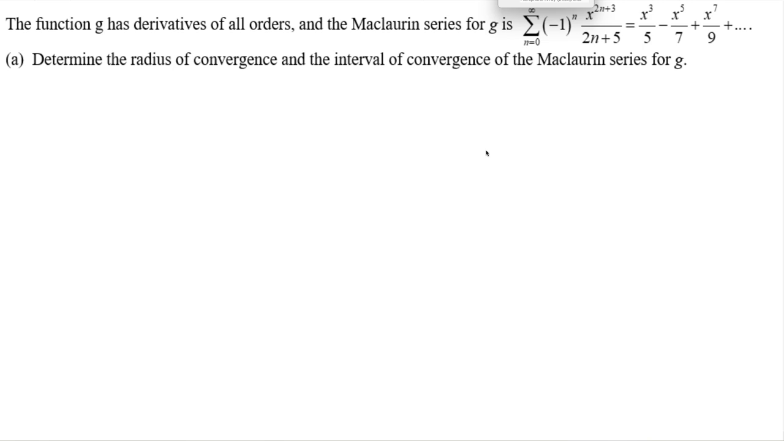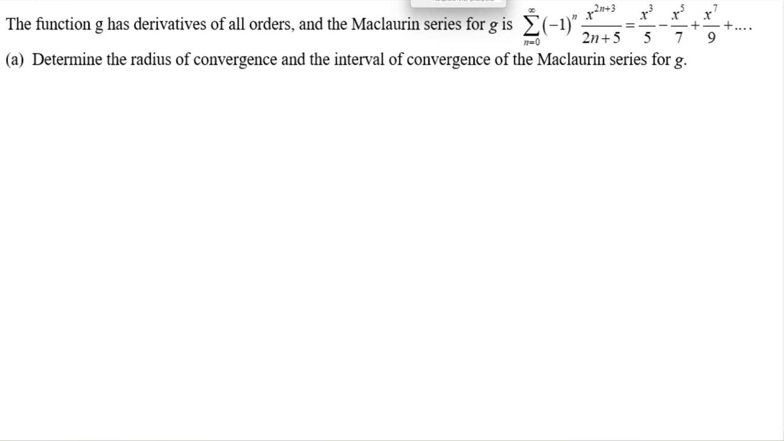So on this one, we're given that the function g has derivatives of all orders, and the Maclaurin series for g is given by this. You can see it's alternating because it's got -1 to the n, and then x to the 2n plus 3 over 2n plus 5. So that's our formula for the nth term, starting at n equals 0. And then notice it's giving us the first three terms, and then plus ... that means it's going off to infinity.